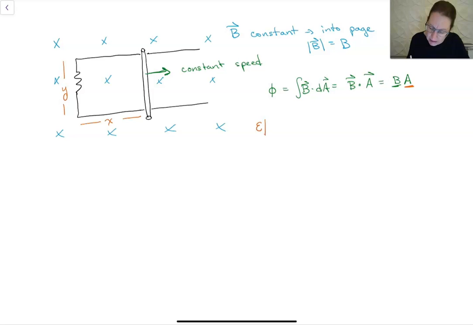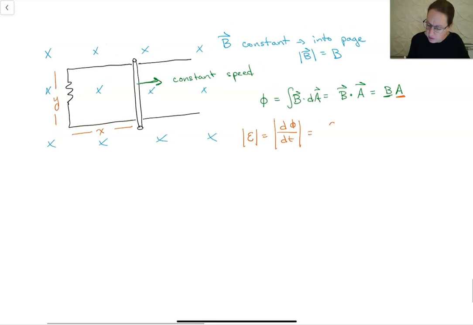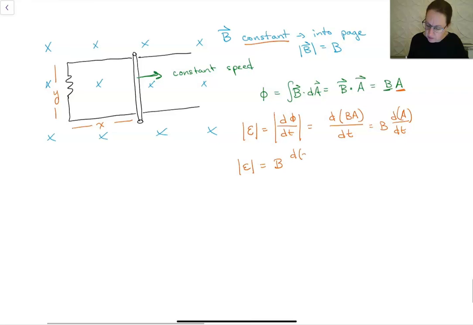So the magnitude of our induced EMF is just the derivative of this flux with respect to time, which is the derivative of B times A with respect to time. Our B is constant because it's constant and into the page. It's not changing its direction. So we can pull that out, and then we just have the derivative of the area with respect to time, and the area is X times Y. So this induced EMF is the magnetic field times the derivative of X times Y with respect to t. But Y is fixed. That's the height of this. X is actually changing, because as we pull this to the right, we get a bigger value for X. And so this becomes B times Y dx/dt.